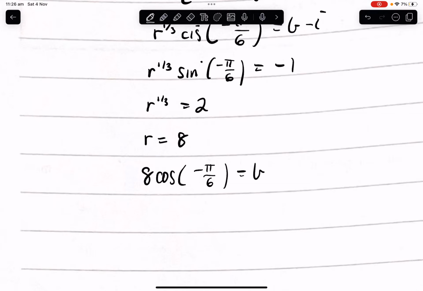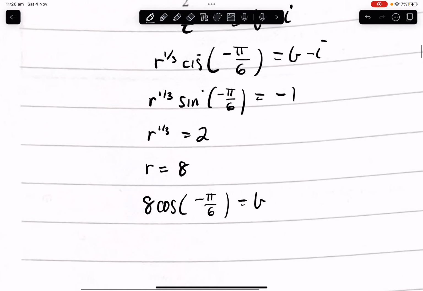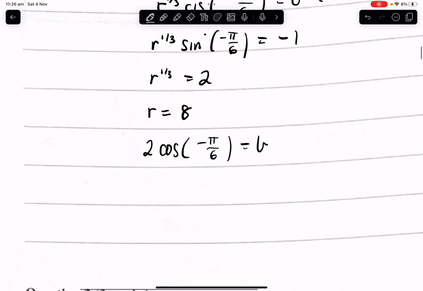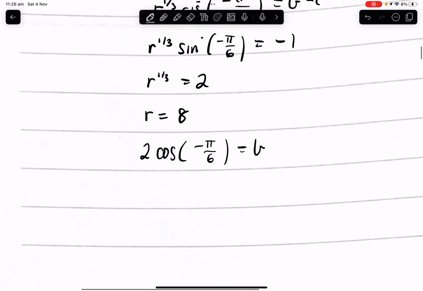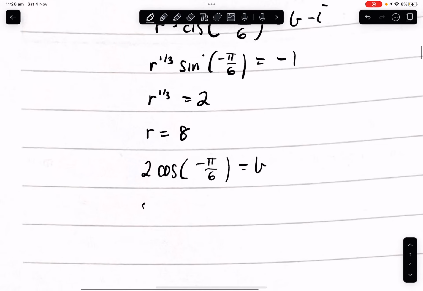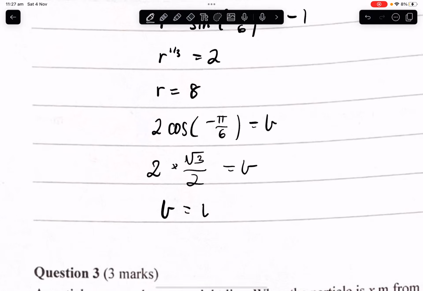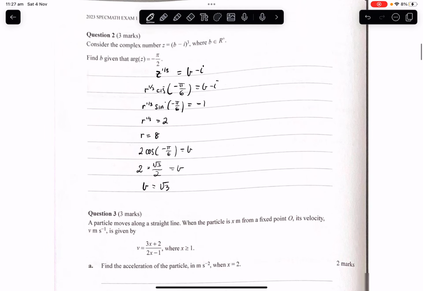Is that right? Oh, that's r, sorry, that's r to the 1/3. So that's going to be 2 cos negative pi on 6 is equal to b. And that means 2 cos of negative pi on 6 is root 3 on 2 is equal to b, and that means b is equal to root 3. Alright.